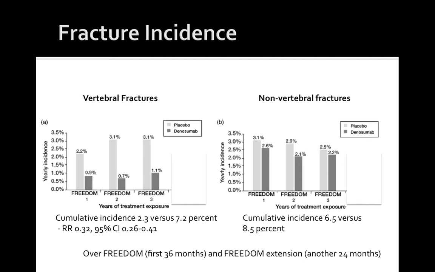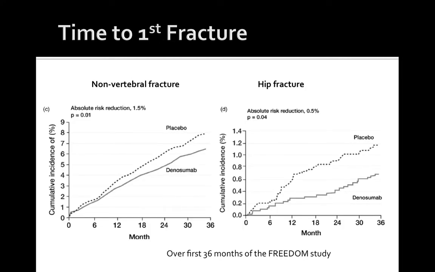For a non-vertebral fracture, not as dramatic. The cumulative incidence was 6.5% in Denosumab versus 8.5% in the others. And then there was the FREEDOM Extension, which basically continued that out, and there's still some gain at that time. Looking at another graph here, we've got the time until first fracture. From a non-vertebral fracture, you can see that Denosumab has a lower incidence of first fracture. And that also was shown in hip fractures as well, over the first 36 months of the FREEDOM study.